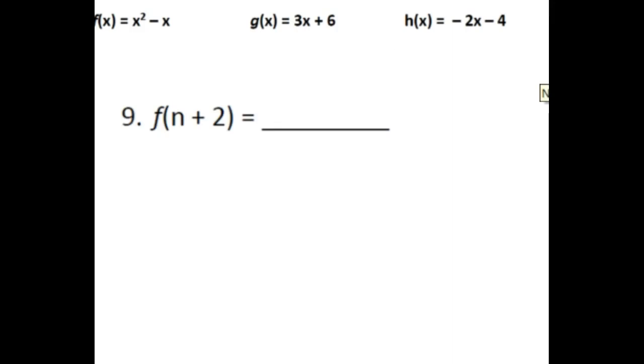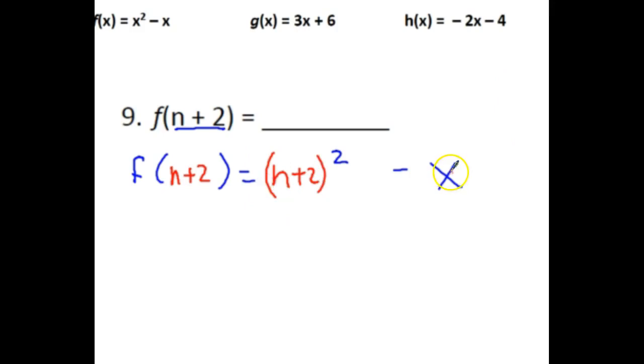What does this mean? Am I going to substitute in a number this time for my input? Well, not just a number. I'm going to substitute in an expression. So in the function f of x, in place of the x, I'm going to substitute in n plus 2. So what am I going to do in place of that x? n plus 2. What am I going to do in place of this x?